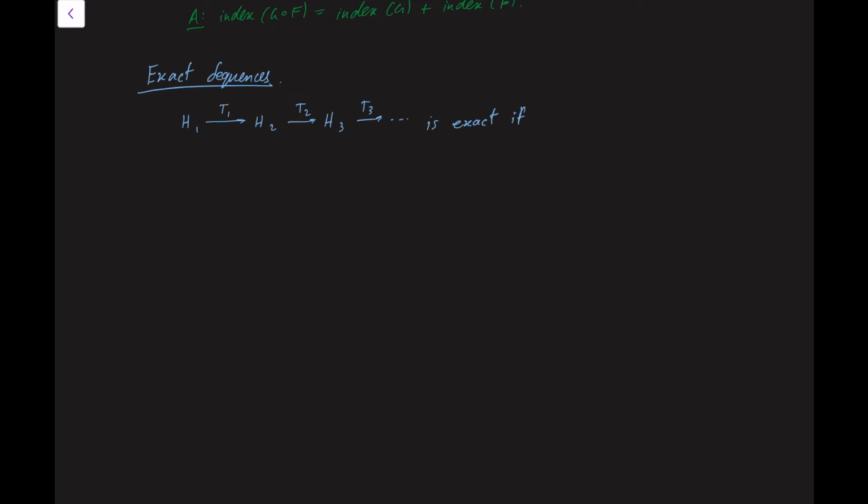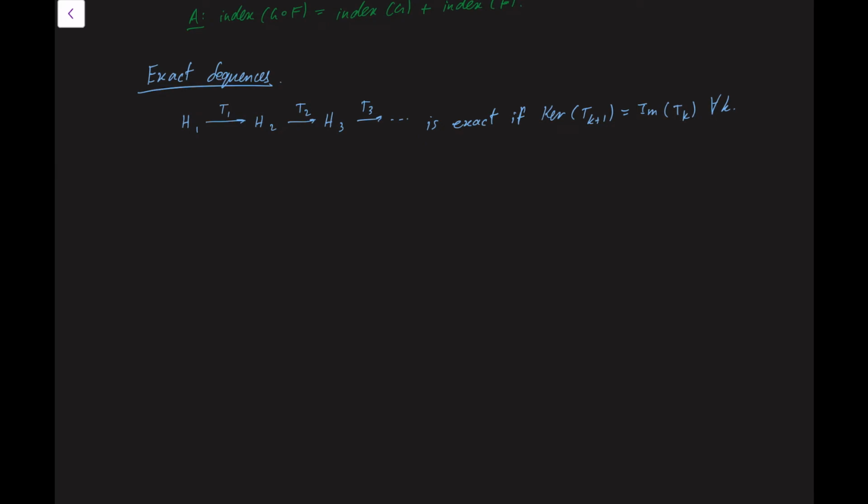if the kernel of the k plus 1th linear transformation is equal to the image of the kth linear transformation for all k. So this means that the kernel of T2 must be the image of T1, the kernel of T3 must be the image of T2, and so on. That's when we say such a sequence is exact, when this is the case for all of the operators in the sequence.